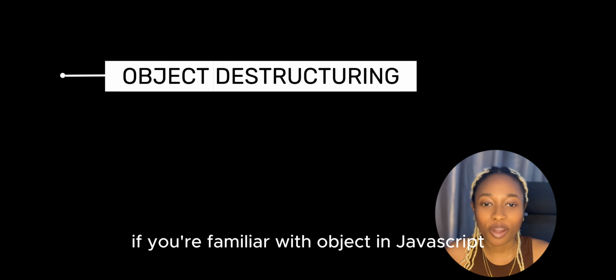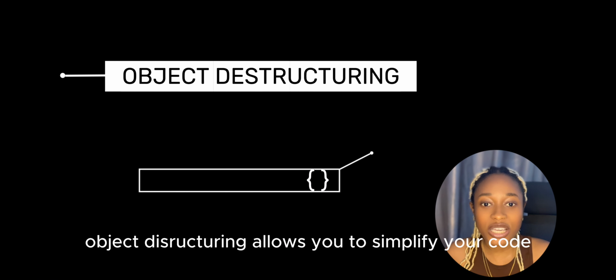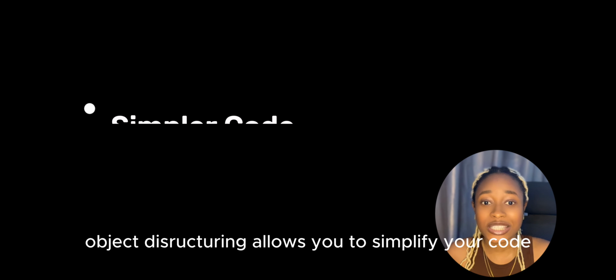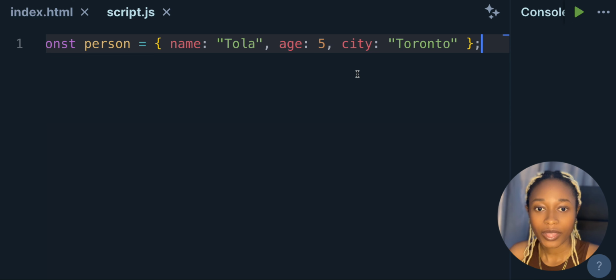Today we're going to be diving into a powerful and time-saving feature in JavaScript called object destructuring. If you're familiar with objects in JavaScript, you know that accessing the values can be repetitive. Object destructuring allows you to simplify your code, making it cleaner, shorter, and easy to understand. So let's jump right in.